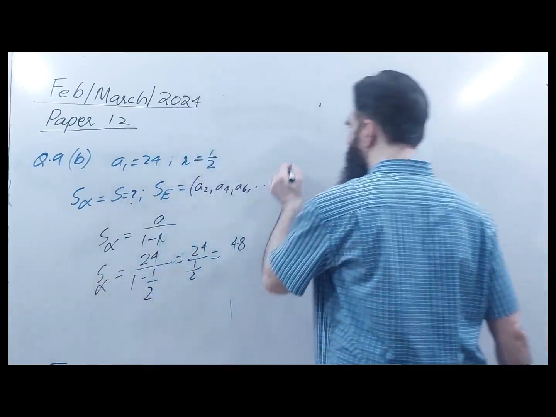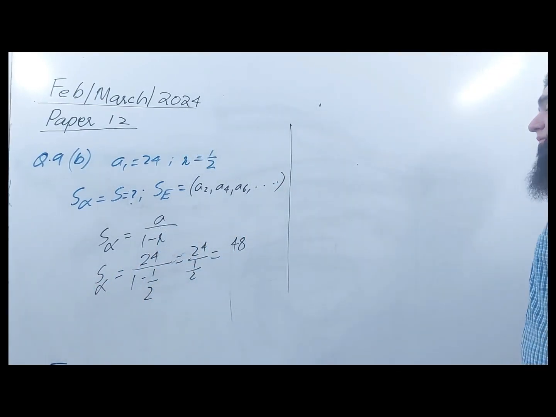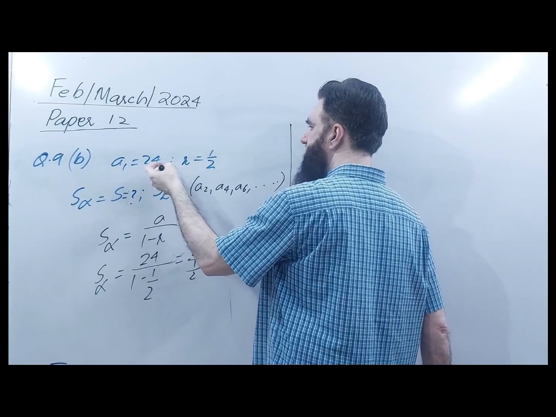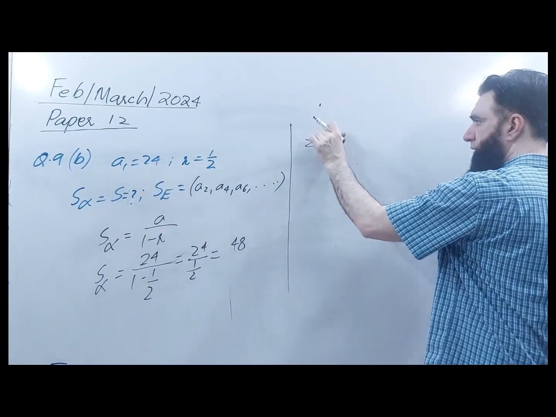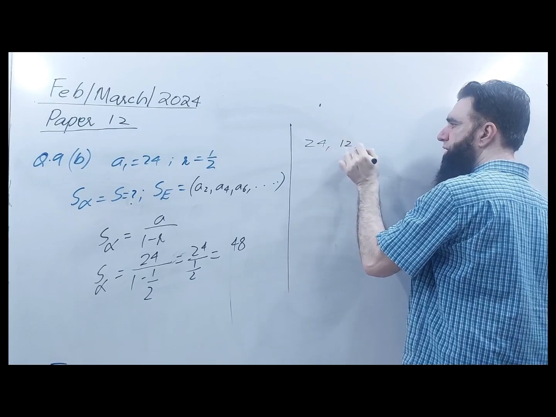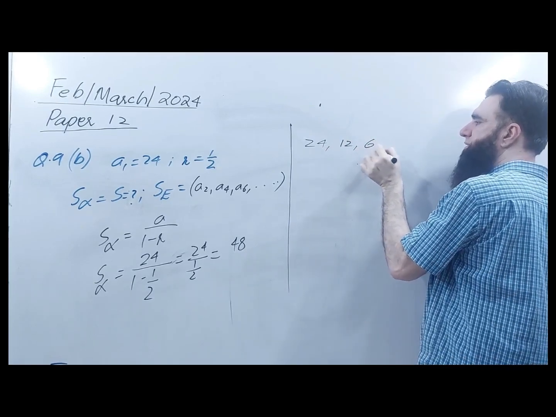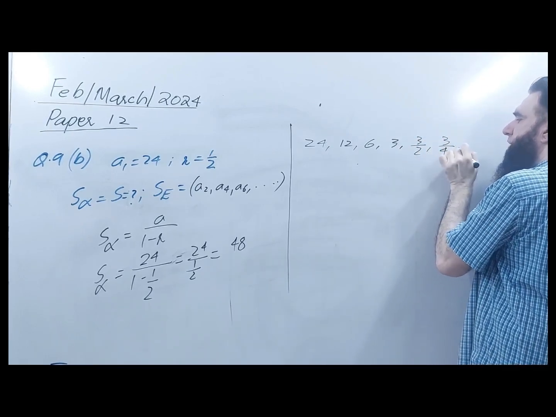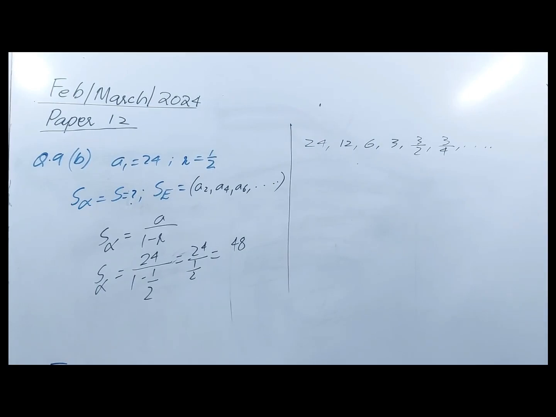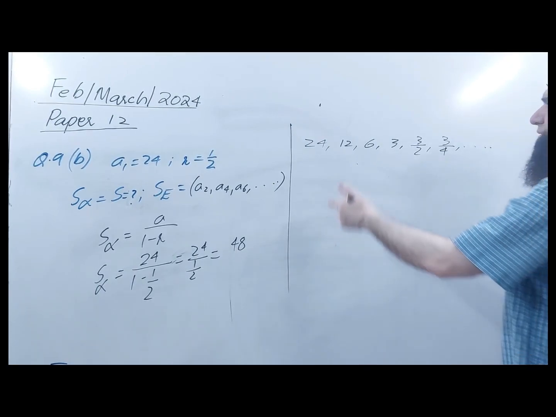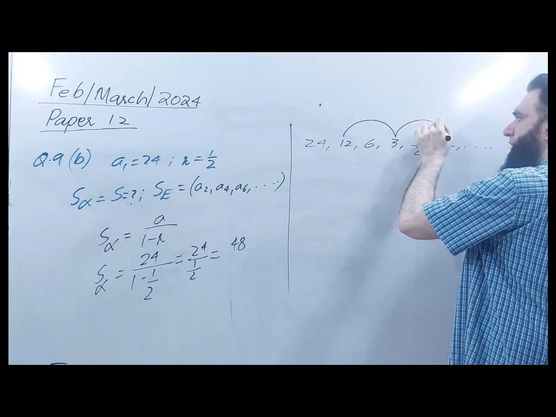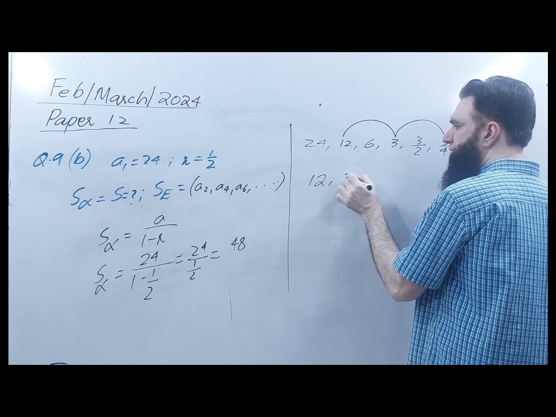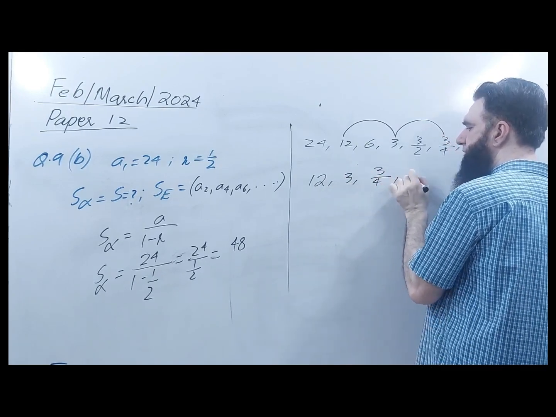Sum to infinity done. Now how to find the even numbered terms? Well, in my opinion, the first term is 24. If you keep multiplying by r, you get the next terms. So 24 into 1/2 is 12. 12 divided by 2 is 6. Divided by 2 is 3. Divided by 2 is 3/2. Divided by 2 is 3/4, and so on. So the second term, the fourth term and the sixth term are these terms. So write them separately: 12, 3, 3/4, and so on.